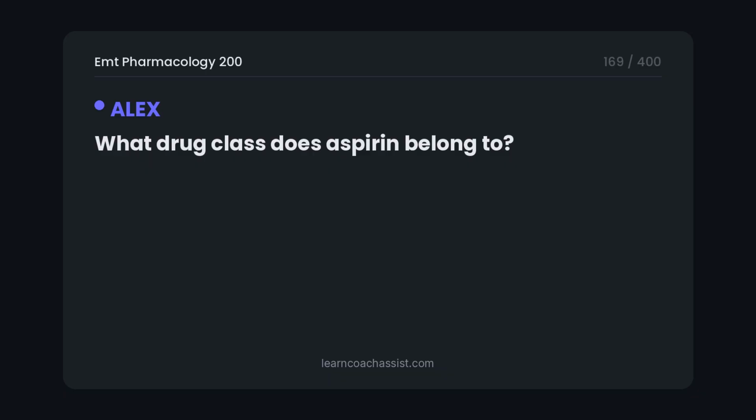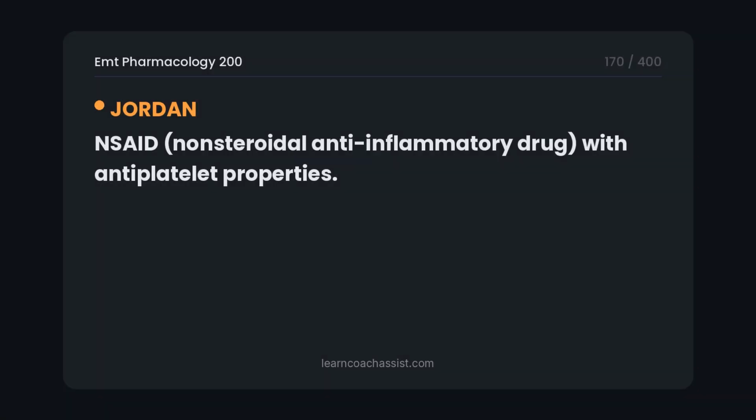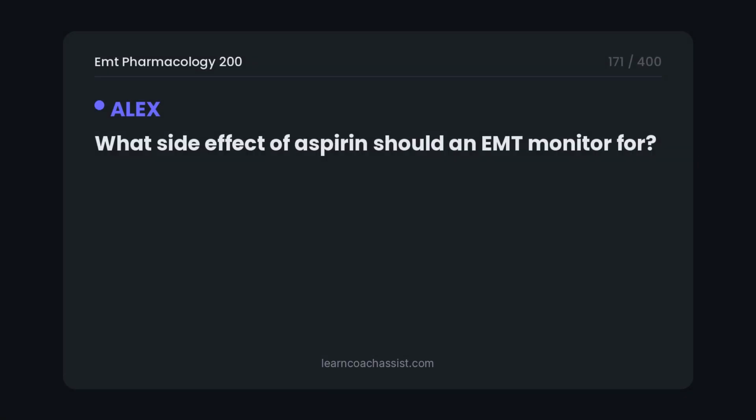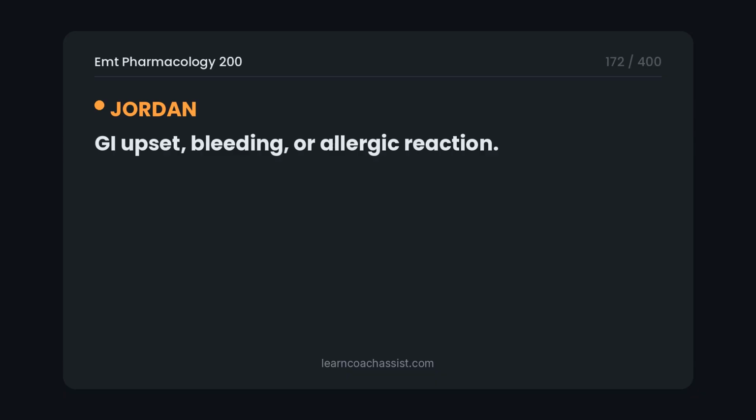What drug class does aspirin belong to? NSAID, nonsteroidal anti-inflammatory drug, with antiplatelet properties. What side effect of aspirin should an EMT monitor for? GI upset, bleeding, or allergic reaction.